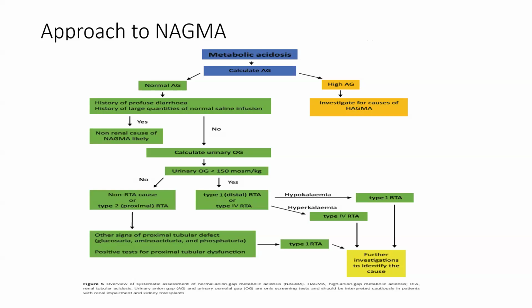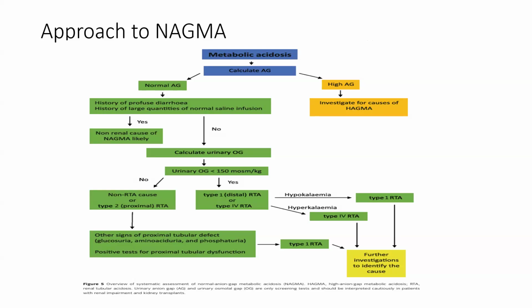So for that we need to find out the values of urinary sodium plus urinary potassium and urinary chloride. And the formula of urinary anion gap is sodium plus potassium minus chloride. So if this urinary anion gap is less than 150, then there are two causes. Like it could be distal RTA or it could be type 4 RTA.